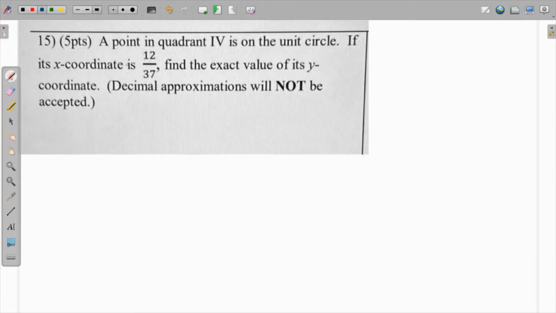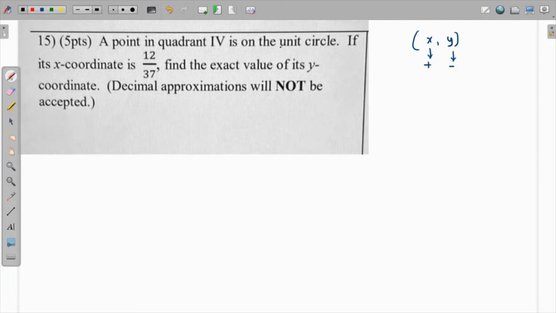This question: a point in quadrant 4 is on the unit circle. And if its x coordinate is 12 over 37, what is the exact value of its y coordinate? Okay, so first thing which we have to remember is that it is in quadrant 4, and in quadrant 4, the point (x, y) has the x coordinate as positive and the y coordinate as negative. So whatever y coordinate we get, that should be negative.